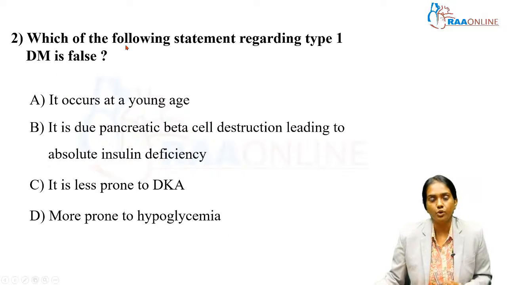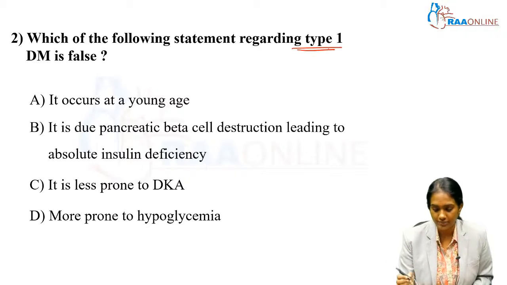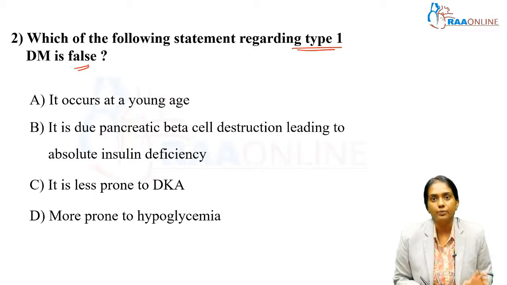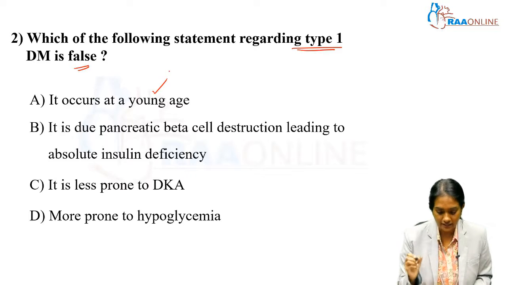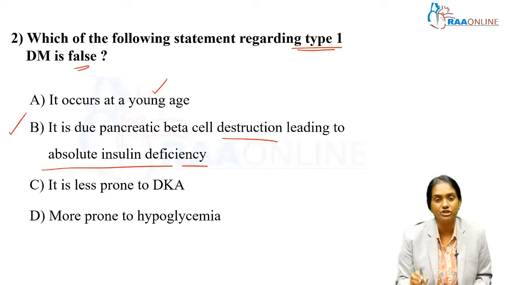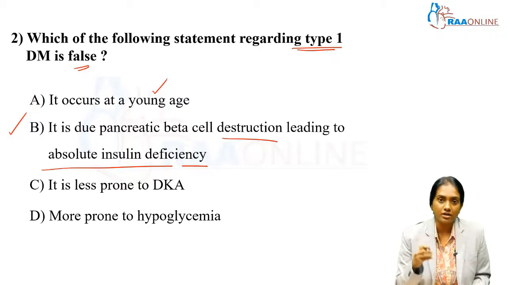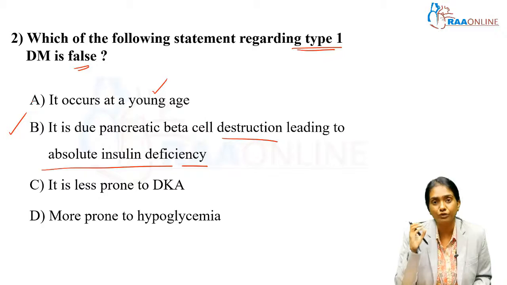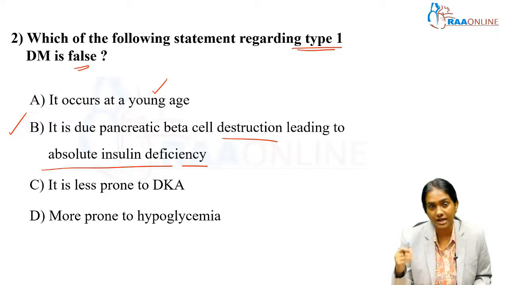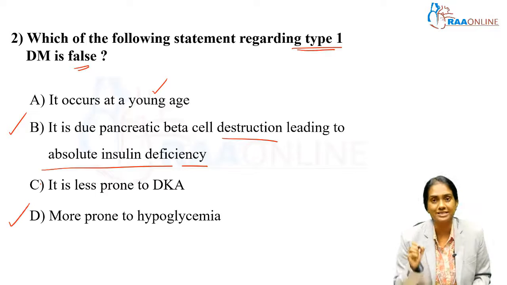Which of the following statements regarding type 1 diabetes mellitus is false? Type 1 diabetes mellitus usually occurs at a young age, which is correct. The next is that it is due to pancreatic beta cell destruction leading to absolute insulin deficiency. This is the definition. Type 1 is mainly because of genetic conditions, where there is dysfunction of the pancreatic beta cells, which leads to absolute insulin deficiency. These patients have absolute insulin deficiency and you have to put them on insulin so that the blood glucose level doesn't spike up. And type 1 diabetes mellitus being more prone to hypoglycemia is also correct.